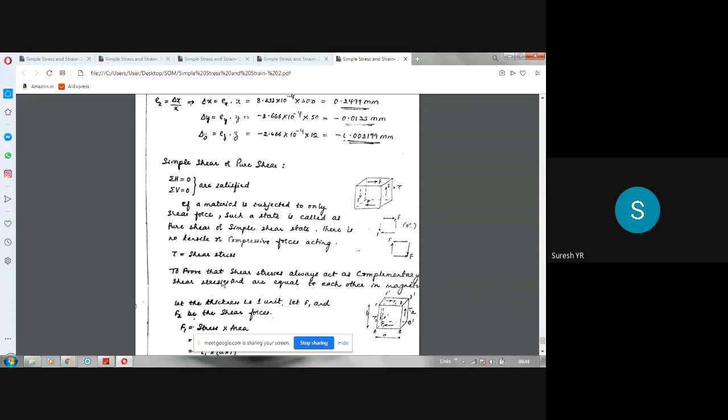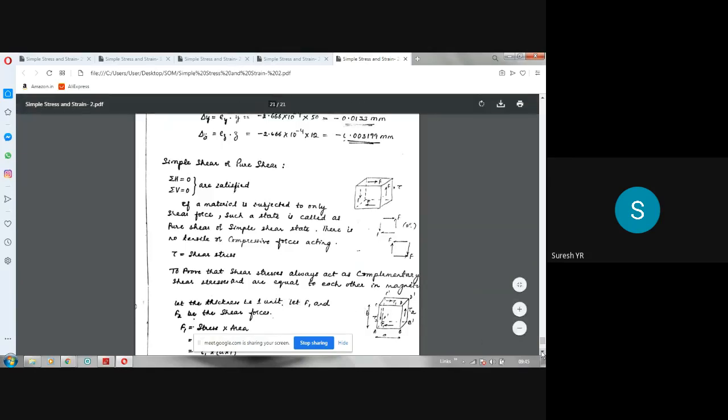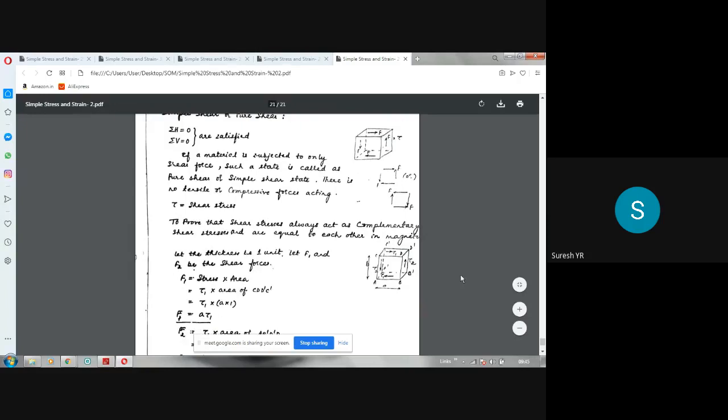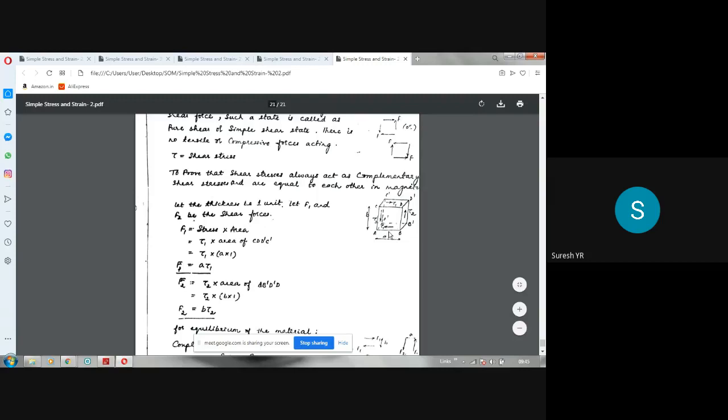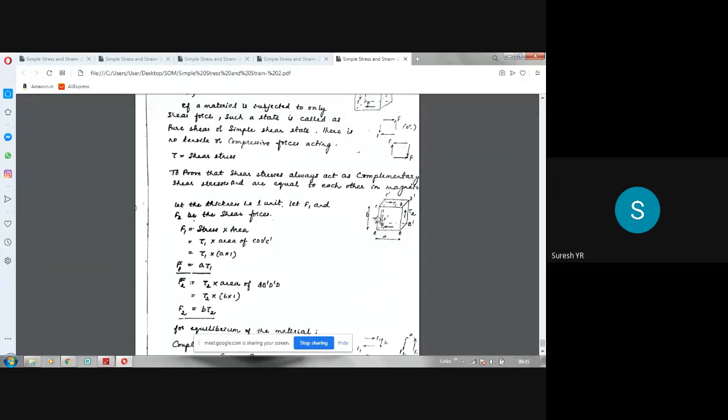Now let us prove that shear stresses always act as complementary shear stress and are equal to each other in magnitude. So that's what I told. Whenever shear force acts like this, there develops another shear stress which acts in the opposite direction. Let us take the same block. A and B are the dimensions of this rectangular block.